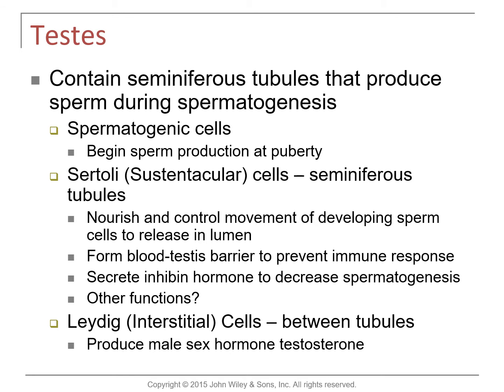Inhibin, as you will see, feeds back to the brain to suppress the hormones that stimulate spermatogenesis. And in this way, spermatogenesis is controlled in a negative feedback manner. There are several other functions of the Sertoli cells, which are summarized in the document Cells of the Testes.